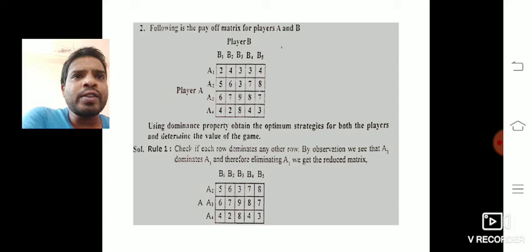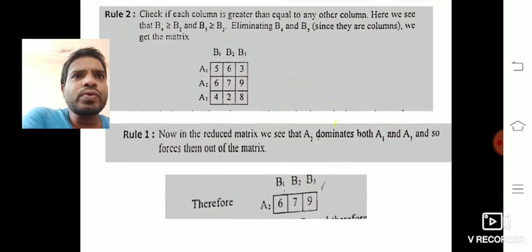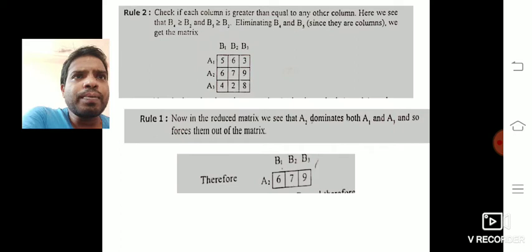Now in the row-wise we have 3 rows, A2, A3, A4, and in the column-wise B1 to B5. Now apply rule 2. B1, B2, B3 are there. Now compare the elements. The B4 elements are greater than or equal to B2 elements, and also B5 elements are greater than or equal to B2 elements. Please check here.